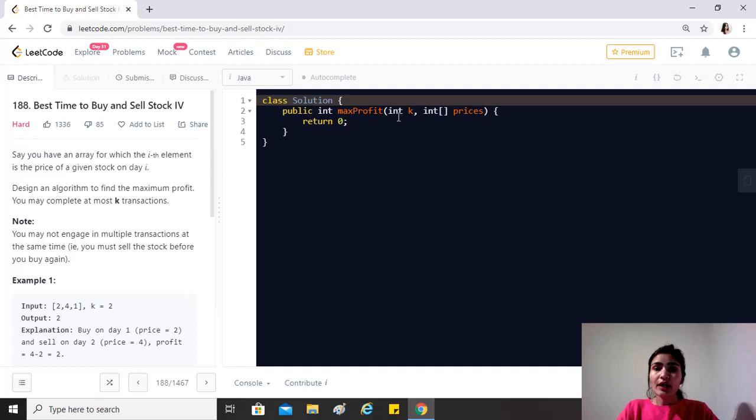And if that is the scenario, then we will just rewrite the code that we do for the condition where we have prices given with any number of transactions that we can make. And otherwise, we will go for the generalization of the best time to buy and sell stock III solution. Okay.